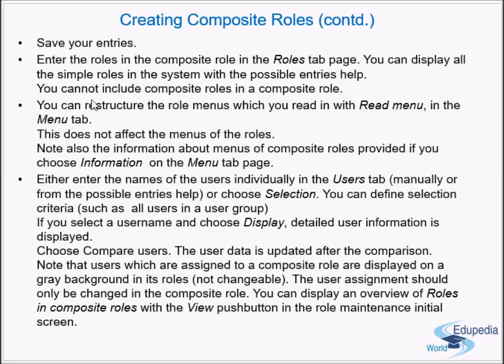Next we give all the single roles which are to be combined in this composite role, and the last one is the users which are to be assigned to this role. Here also you can do the user comparison. This is very simple. Creating a simple role is difficult because you have to choose the authorizations carefully, assign the activities, and then generate a profile. That is a bit complicated. However, creating a composite role is very easy. You just give the users which are to be included in the role, select the menu tab, and then give the names of the single roles which are to be included in this composite role. It's as simple as that.